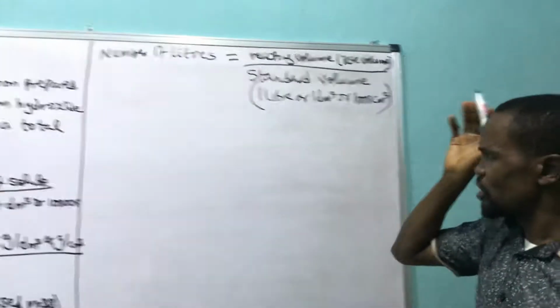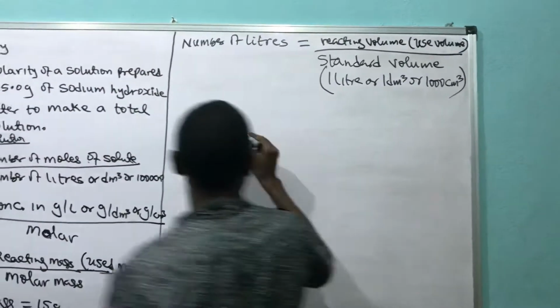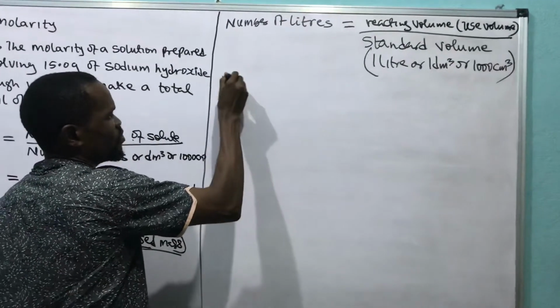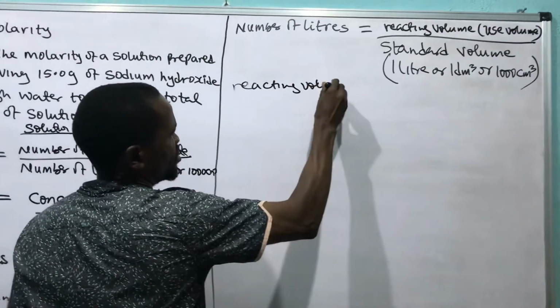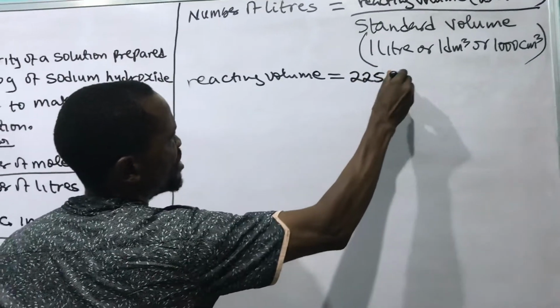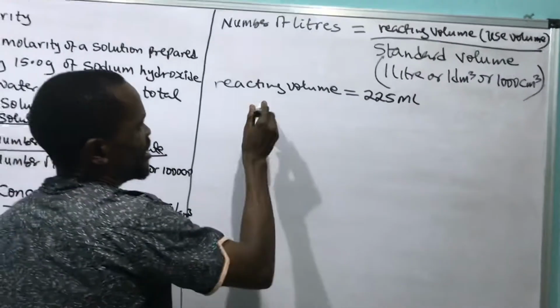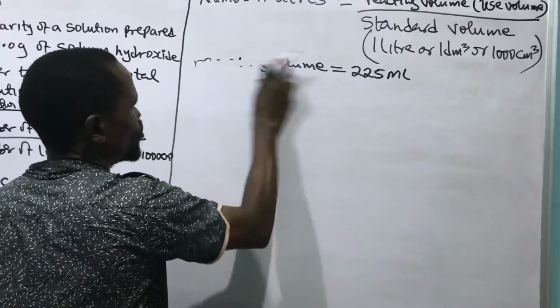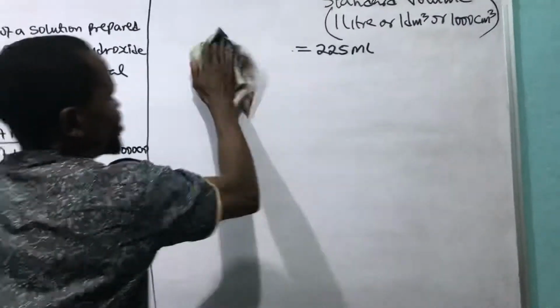So now we'll come into that. Then, what is my reacting volume? Reacting volume is the one used. Reacting volume is equal to 225 milliliters. That's what they give me. Do you get what I'm saying now? Then look at my reacting volume. Let me go straight to it without even writing it.